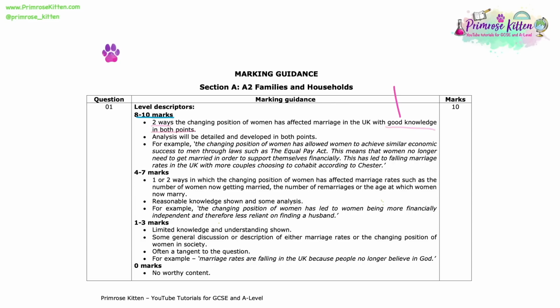Good knowledge in sociology is always going to look like key concepts. It's always going to be you including examples as contemporary as is possible. It's also going to be you identifying sociologists and adding some theoretical knowledge where able to as well. Next bullet point down identifies analysis as being detailed and developed in both points. So to get into that top band, not only do both of your points have to be correct and well linked, you also need to make sure that they are both well analysed.